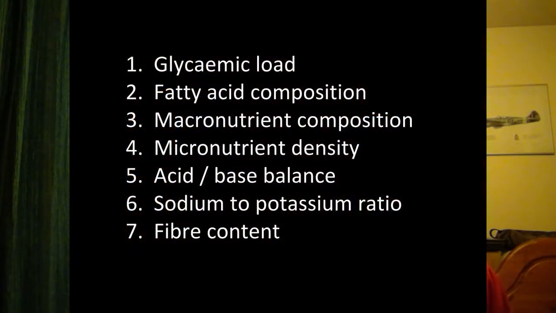And I think you can define the diet they eat in 7 ways. The first thing to look at is the glycemic load. The second thing to look at is the fatty acid composition. The third thing to look at is the macronutrient composition. The fourth thing to look at is the micronutrient density. Then you can look at the acid-base balance, and you can look at the sodium to potassium ratio, and lastly you can look at the fibre content.